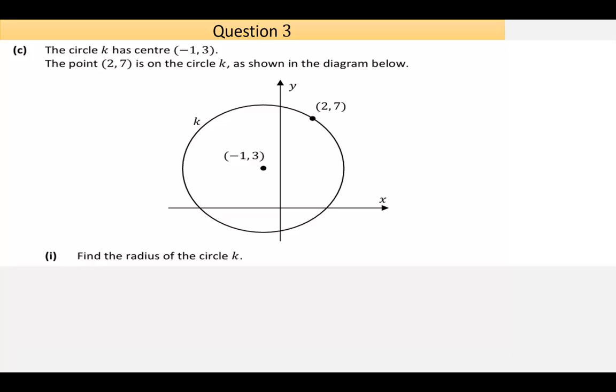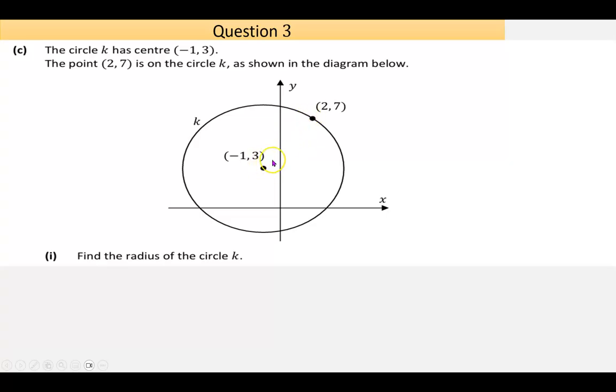Now, the next part C says the circle K has center negative 1, 3. The point 2, 7 is on the circle, as shown in the diagram below. Then they say, find the radius of the circle K. And this is a pretty straightforward question. Now, this is only part 1 of part C. We're going to need to find the distance between these 2 points.